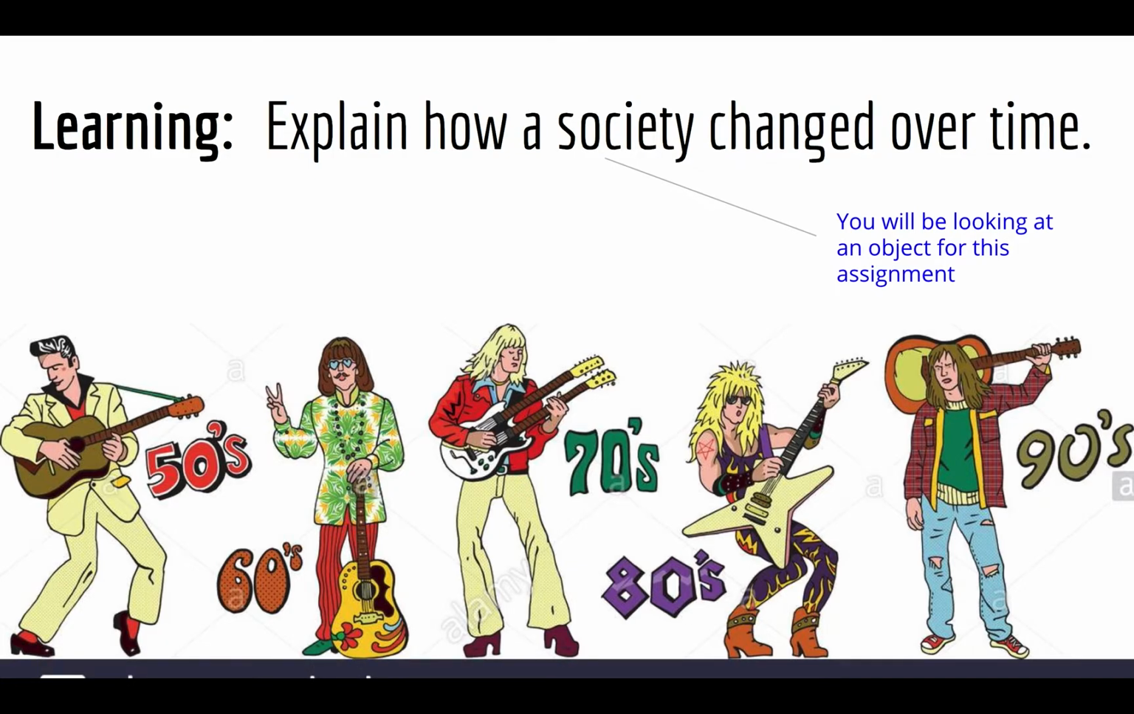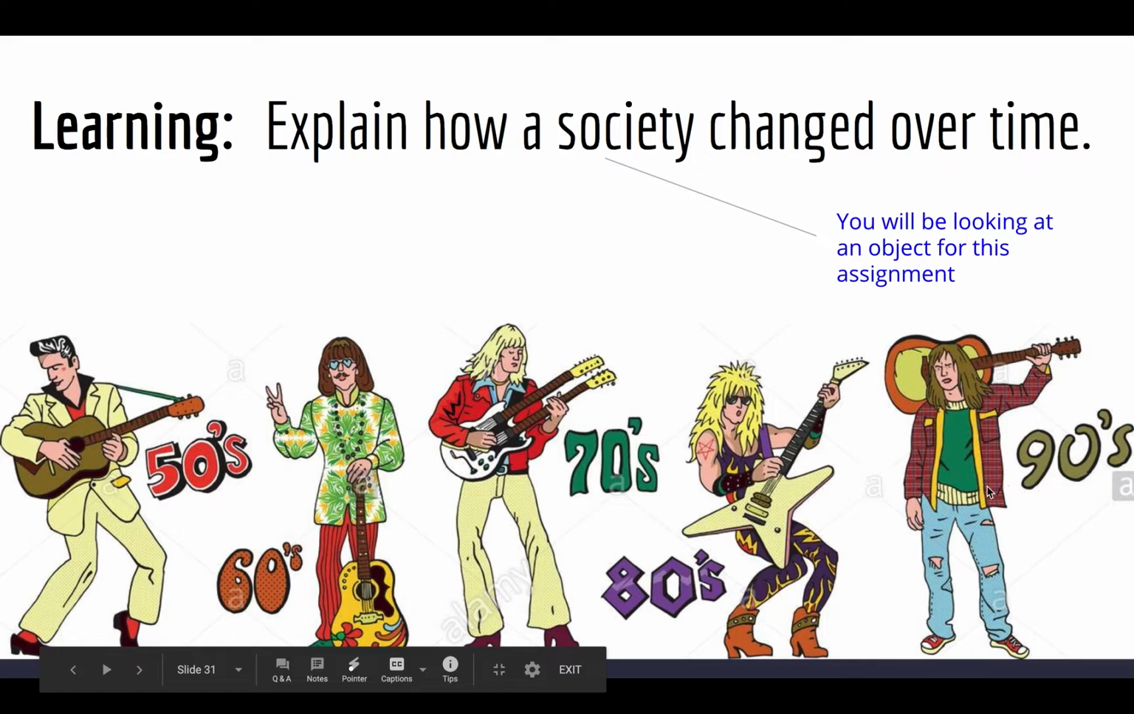So the learning really is about how to explain how society changed over time. This introductory slide is showing you that if music were the theme, we would see how music was changing from the 50s to the 90s. So with Elvis all the way to, I'm not sure who that is in the 90s, the 60s and 70s are a pretty groovy time with the Beatles, and then we get into the 80s and the air guitar.